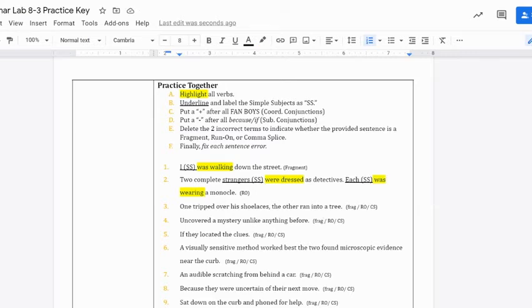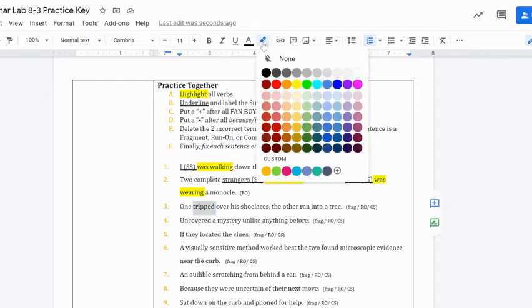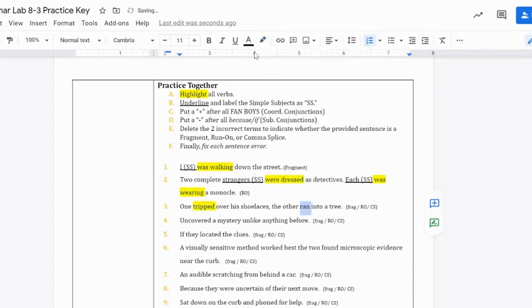They work just fine. All right, number 3, let's go ahead and slow it down and give you a chance to kind of figure this out with some support. One tripped over his shoelaces, the other ran into a tree. Take a couple seconds and see if you can find a verb in this sentence. Again, just because you find one doesn't mean you're done. See if you can find more than one, but start by finding one. All right, how'd you do? I see tripped. I see ran.